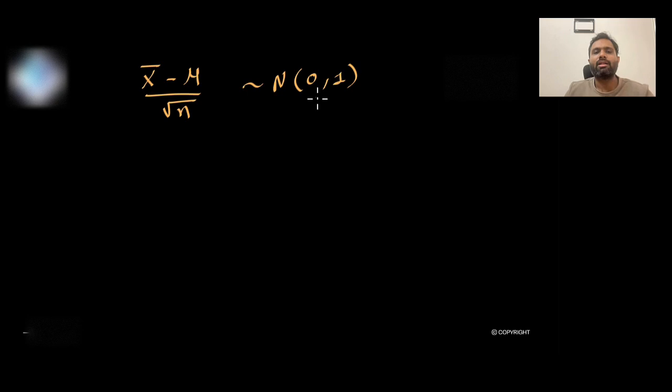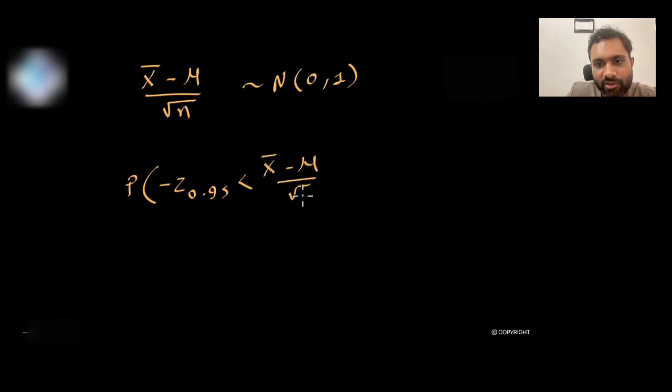It is easy to derive also. See, if I want to convert X bar, which is the mean of n samples, in terms of standard normal, you can easily derive it with this. Mu is some unknown mean. So this is my standard normal, normally distributed with 0 and 1. Now I need a region under which this particular normal random variable will fall with 95% probability. So I can say that the probability that minus z 0.95 is less than this random variable, (X bar minus mu) times square root of n, is less than plus z 0.95 is equal to 95%. That's how the confidence interval is defined.